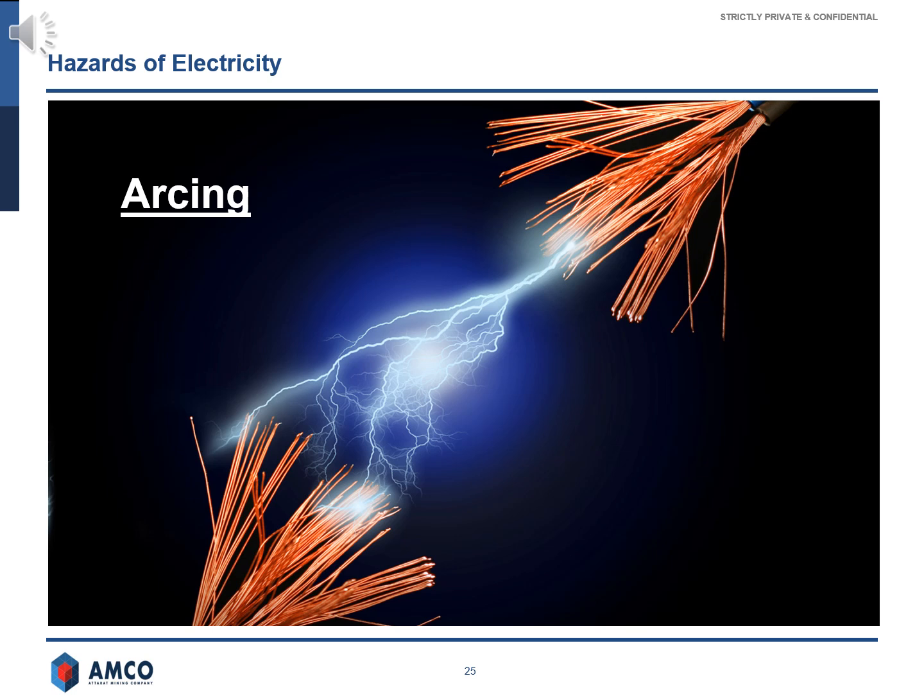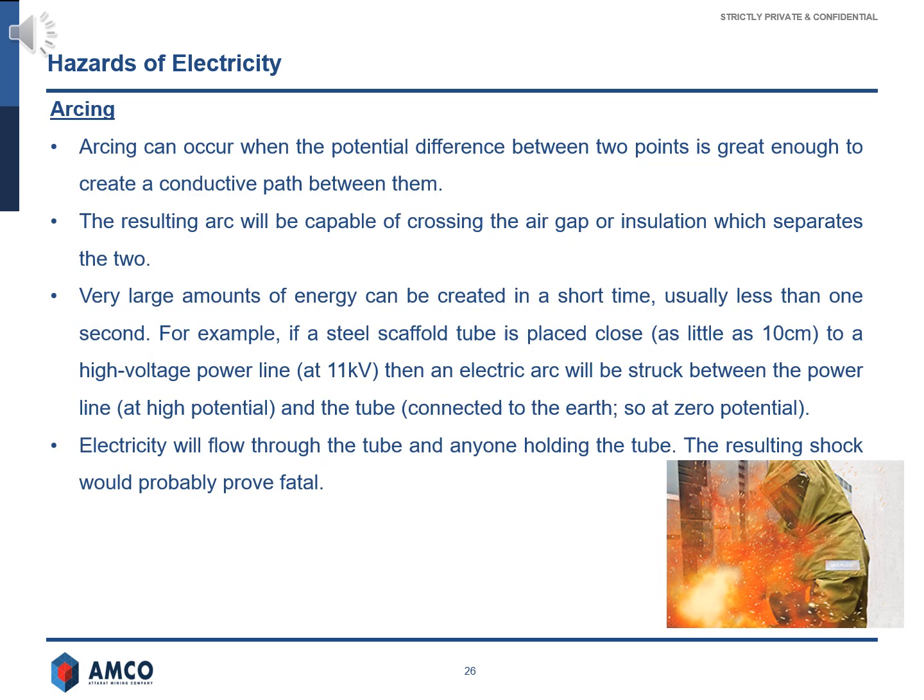Arcing. Arcing can occur when the potential difference between 2 points is great enough to create a conductive path between them. The resulting arc will be capable of crossing the air gap or insulation which separates the two. Very large amounts of energy can be created in a short time, usually less than 1 second.